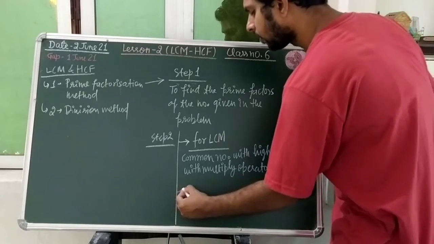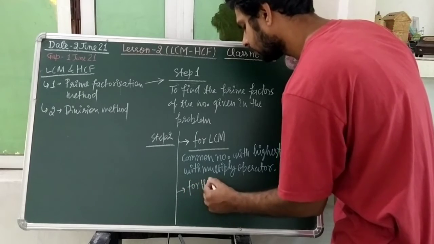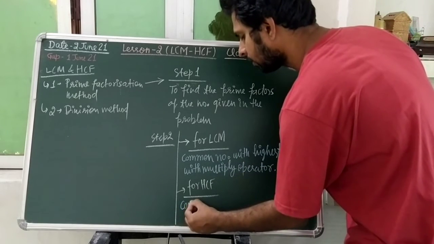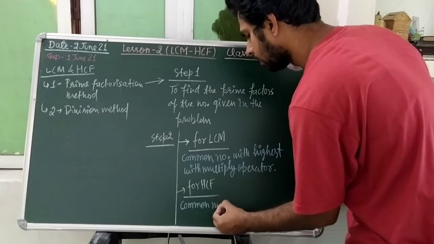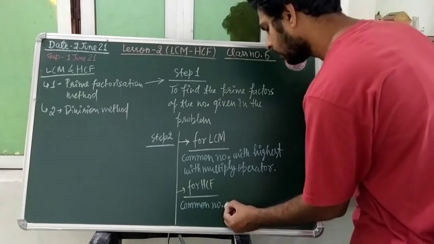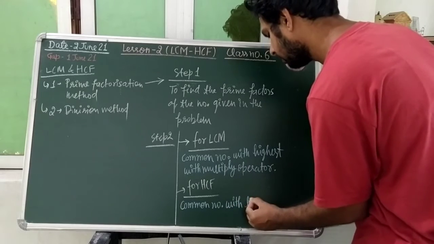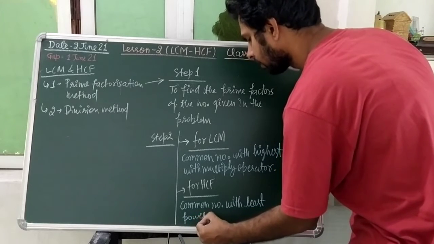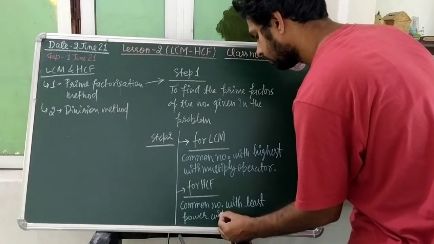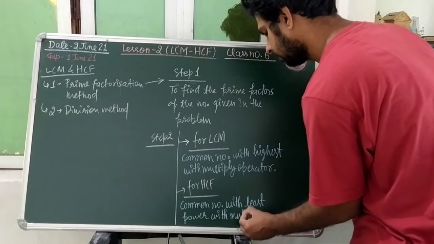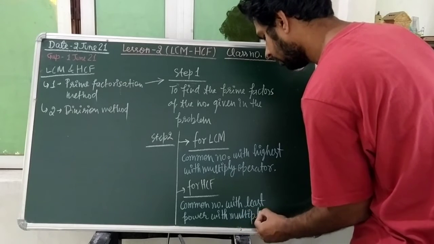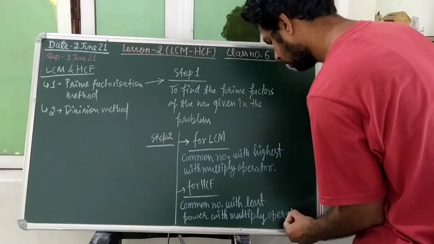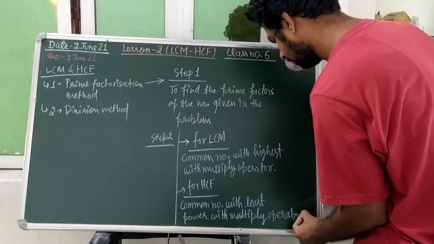And for SCF, students, we shall write the common number with least power with multiply operator. Your operator in between the numbers will be multiply.